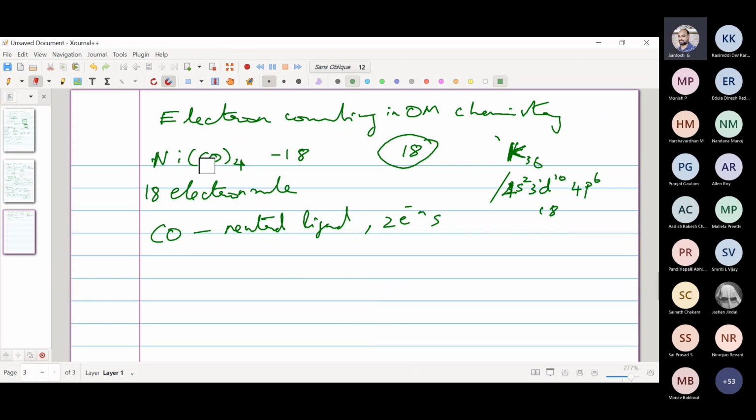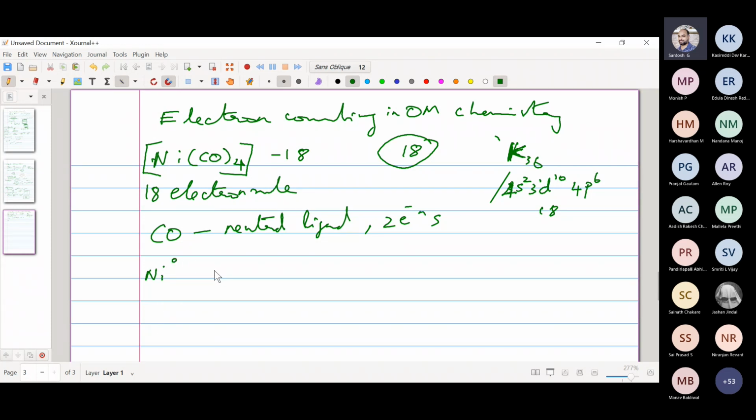Okay. So if that is the case, let's count the electrons. Now nickel valence electrons. Now nickel is in zero oxidation state. Why? Because the ligand is a neutral ligand, so no charge, and the whole complex also doesn't have any charge. It's a neutral compound, which means that nickel charge is also zero. So nickel is in zero oxidation state.